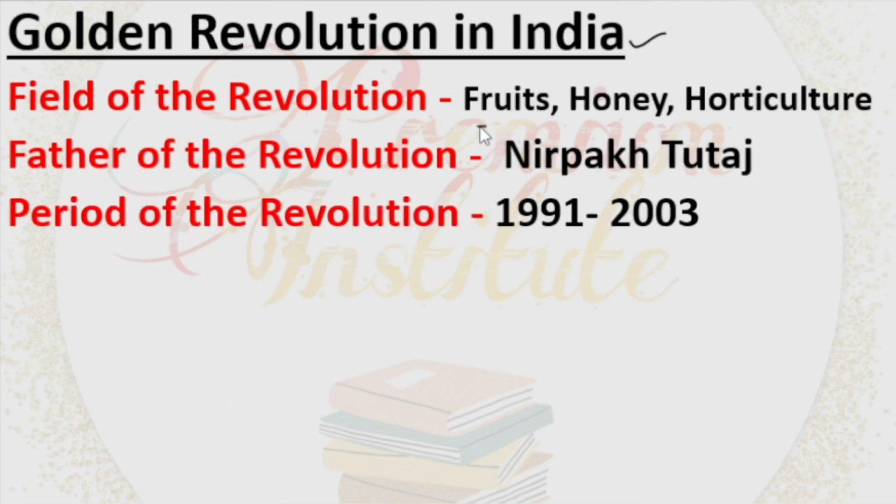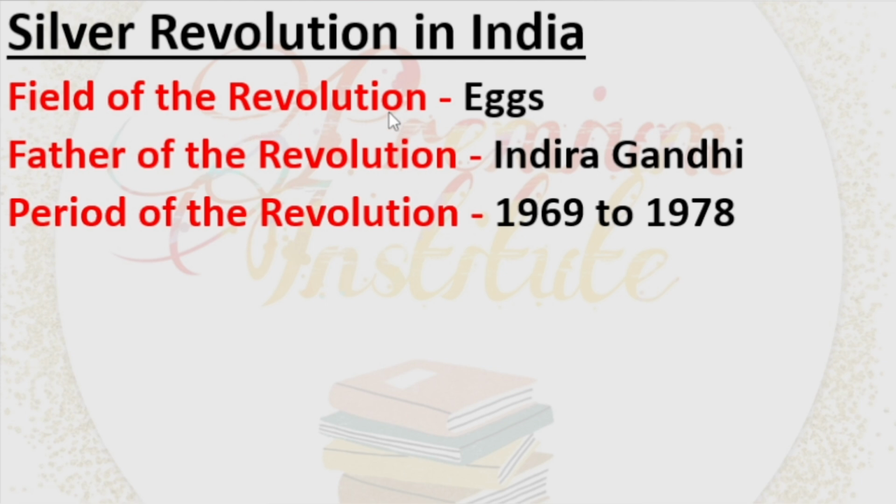Golden Revolution in India. Field of the revolution: fruits, honey, horticulture. Father of the revolution: Nirpak Tutaj. Period of the revolution: 1991 to 2003.